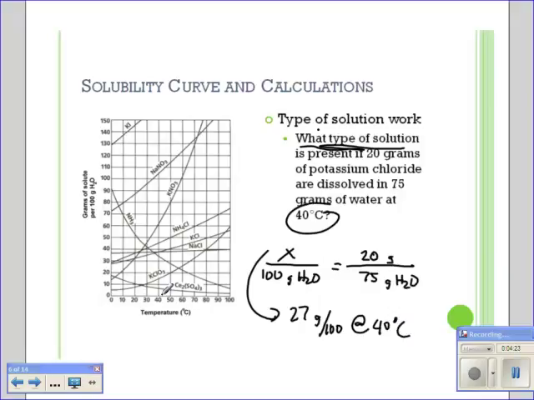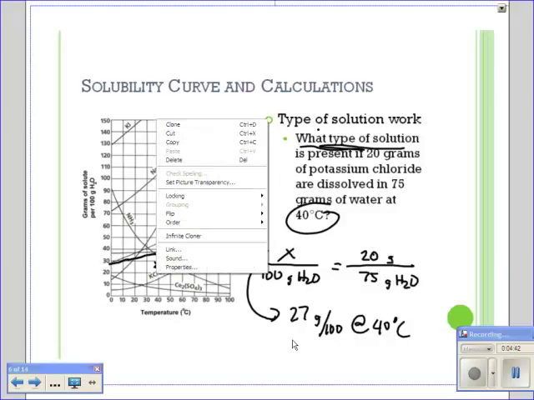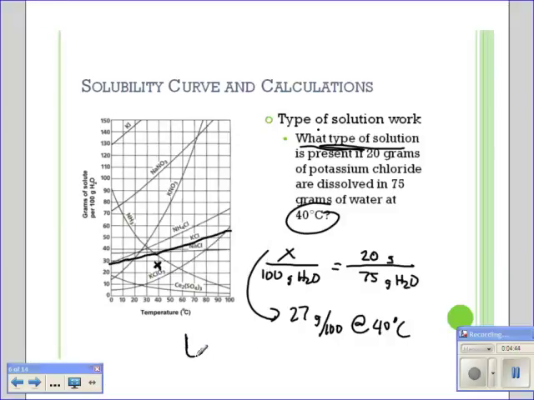So then I would go to 40 degrees, go up to 27, and put a mark right there. That's where I am, and I'm going to compare that to the potassium chloride line, which is that one. In this case, I am under the line, so the solution is unsaturated. So those are the three types of calculations. You should have that practice worksheet with you to do some more if these are confusing.